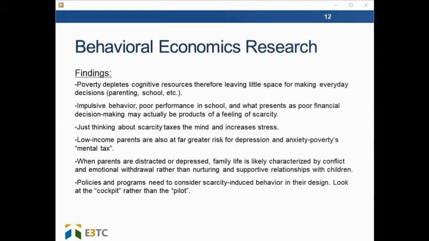They noted that when parents are distracted or depressed, family life may be characterized by conflict and emotional withdrawal rather than nurturing and supportive relationships with their children. And finally, and this might be the most interesting piece, they noted that policies and programs need to consider scarcity-induced behavior in their design. Our programs traditionally focus on the individual, the pilot, and they are suggesting that instead of putting the onus on the pilot, perhaps our systems and programs need to look at redesigning our cockpit, or the systems designed to serve these individuals, to help improve some of the outcomes.